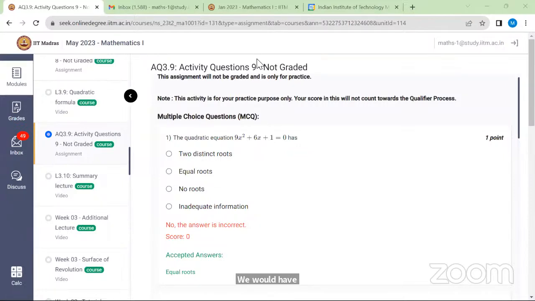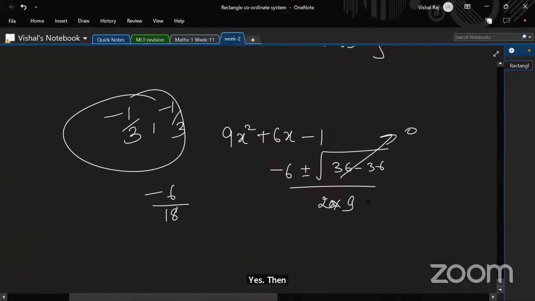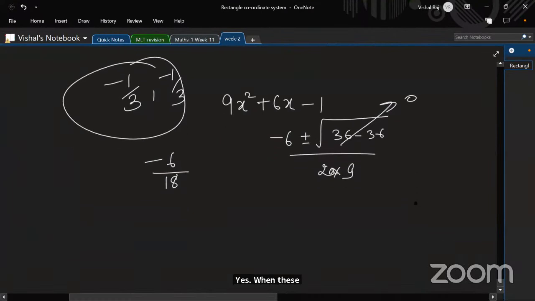When D is greater than 0, then two distinct roots, and if D is less than 0, then no roots, and D equal to 0, then equal roots. I didn't understand what you said. Once again, can you repeat that?